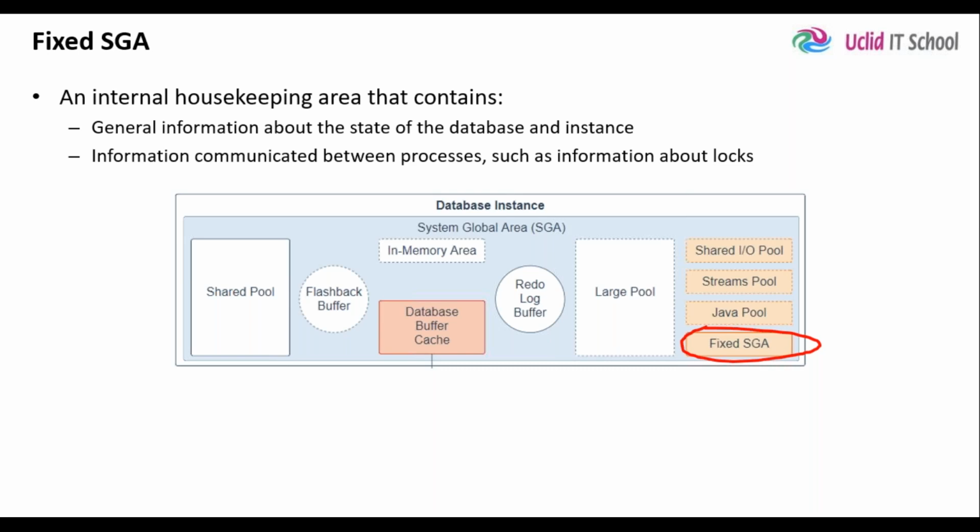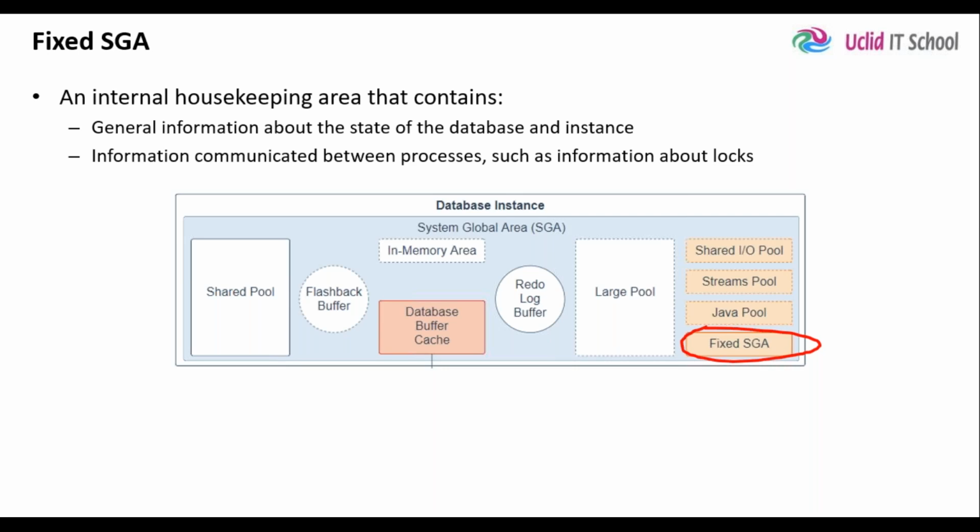So every SGA has a fixed SGA. These are all the mandatory components. As we discussed earlier, mandatory components are compulsory in every SGA. And apart from these mandatory components, we have some optional components like flashback buffer, in-memory area, large pool, streams pool, Java pool.